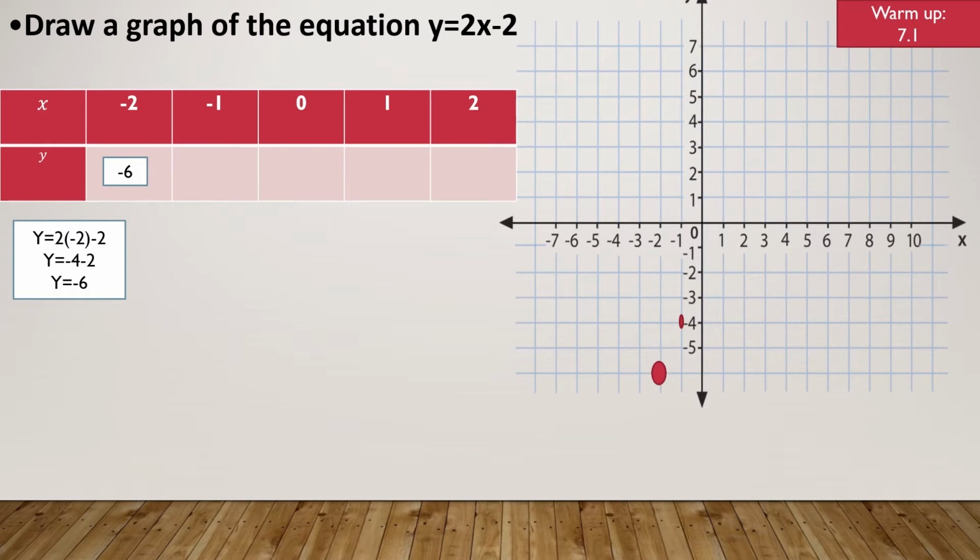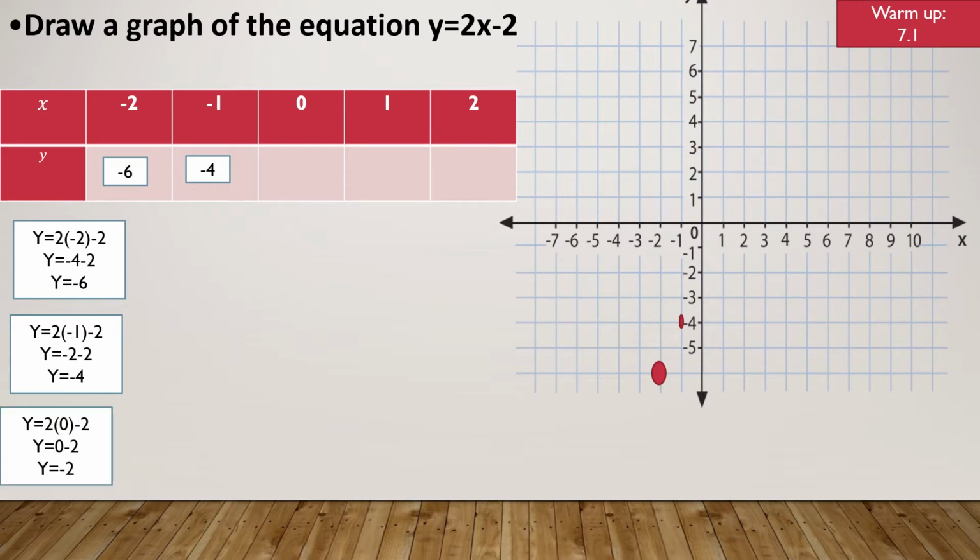And then you will take the second point. If x is -1, then the answer will be -4, and then you will plot it on the grid. Then you will take 0 to get 0 minus 2, and then 1, and you'll plot the point 1, 0, then 2, 2. After that, you join all these points together to get this line.